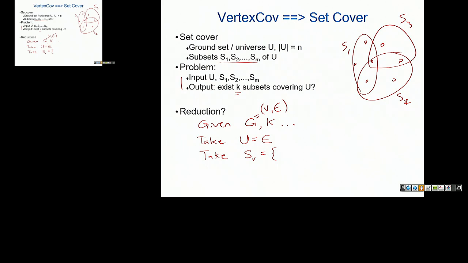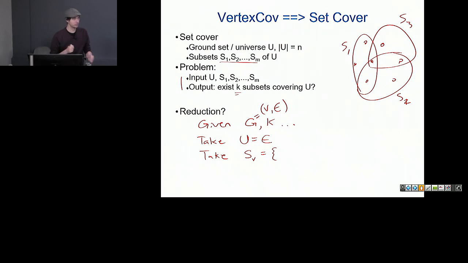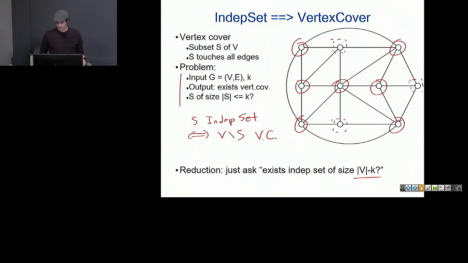What should the sets be, though? So these should be subsets of U. There is going to be a set for every vertex. That makes sense because in the vertex cover problem, the thing that we could choose is vertices. So we're going to have a subset of edges that corresponds to every vertex. Let's just look at this. Okay, so look at this vertex. What's the set of edges that it covers? Just the set of edges that it covers, right?